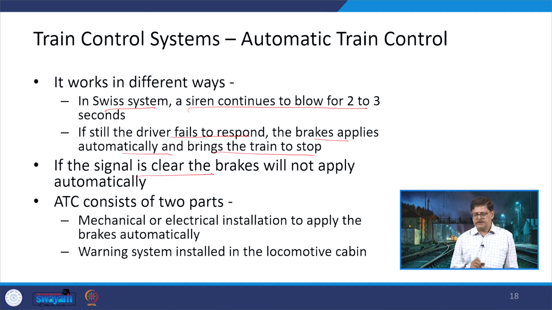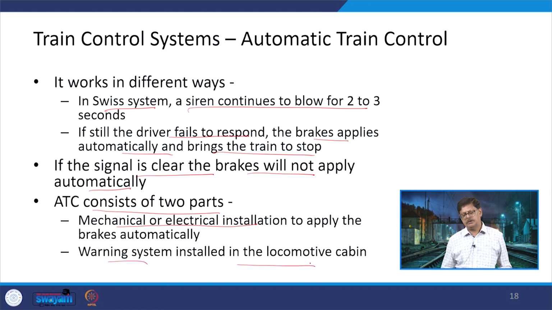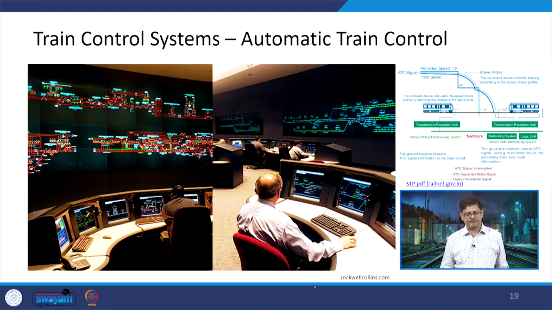Now, if the signal is clear, the brakes will not apply automatically. So, this ATC consists of two parts: mechanical electrical installations to apply the brakes automatically, and a warning system which is installed in the locomotive cabin. So, that is what is a part of it.